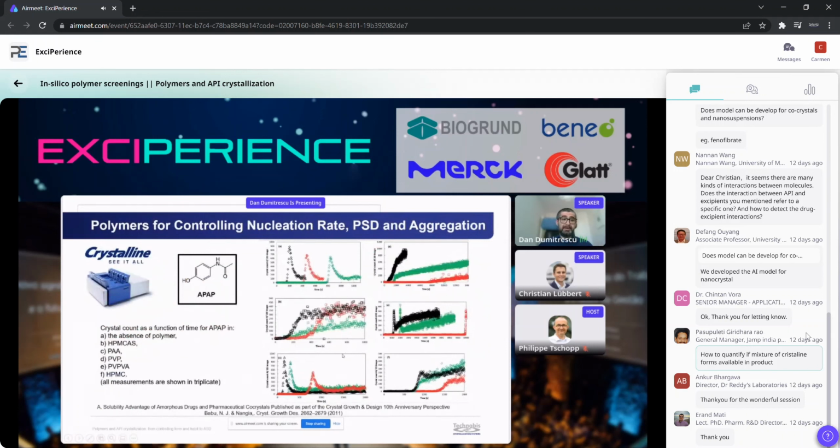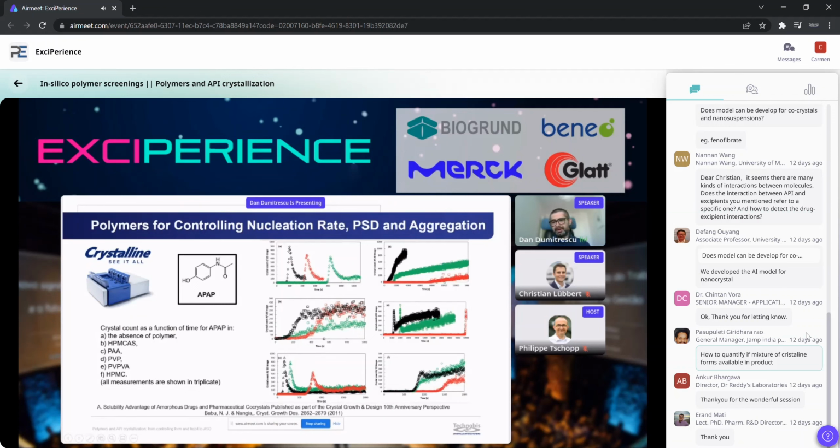A final example using one of our bigger equipments, the Crystalline, larger scale, and this one is equipped also with cameras, so you can see in real time your particles, your crystal counts, your crystal shape and habit. A similar study, again with acetaminophen, paracetamol, where the crystal count is plotted as a function of time. Results are in triplicate for neat paracetamol and various polymer additives.